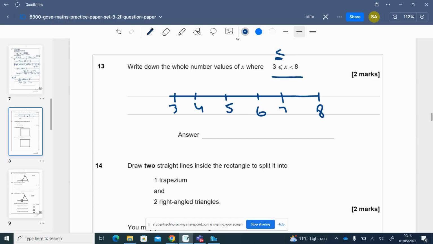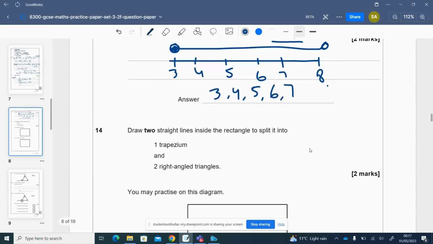So that means x can be any number which is greater than or equal to 3 and it's less than 8. That means you will show it on a number line like this. If you want to write down the whole number values, that can be 3, 4, 5, 6, and 7. We will not include 8 because x is not equal to 8 here. x is less than 8. So this symbol here is telling you that x is less than 8, not equal to.